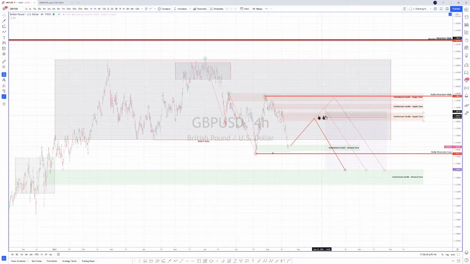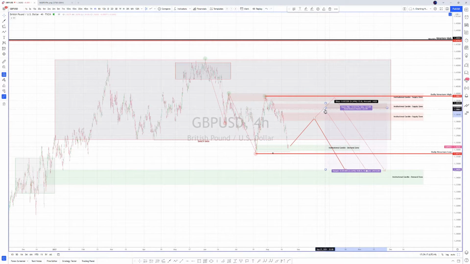If it doesn't do that at this level, then I'll wait for the price to come up to this level and do the same thing. Wait for the price to distribute, break some sort of minor structure, enter on the pullback, and then my stop loss will be above the supply zone, and my take profit will be at the top of the previous demand zone.